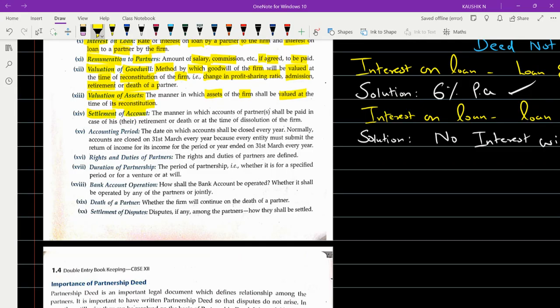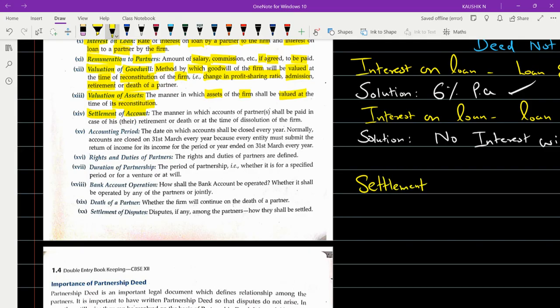Okay, the most important: settlement of account. Settlement. When does settlement happen for a person? When a person is relieving from the business. If a person is relieving from the business, he will be settled. Or if a person has relieved completely from the world, that means if he has died, then settlement comes to the picture.